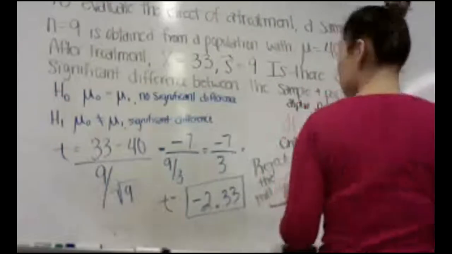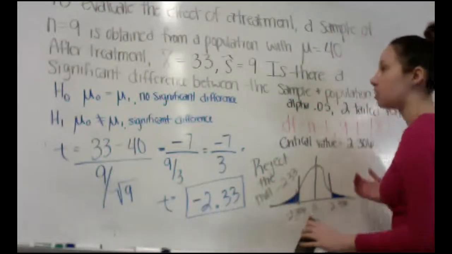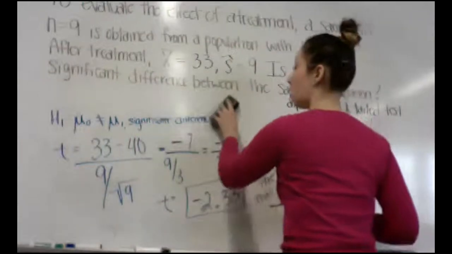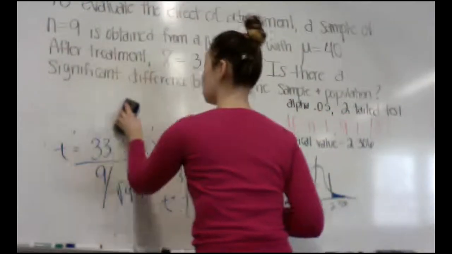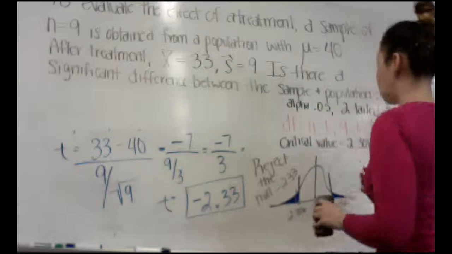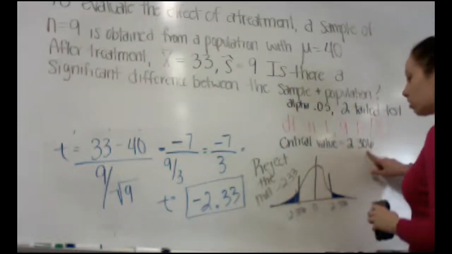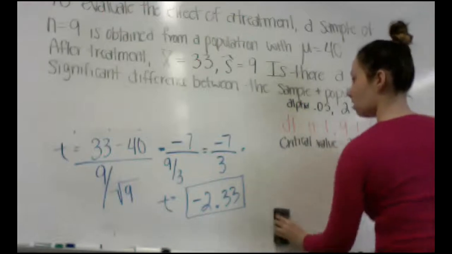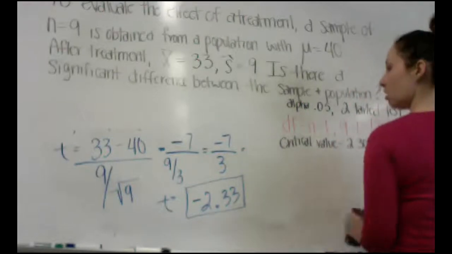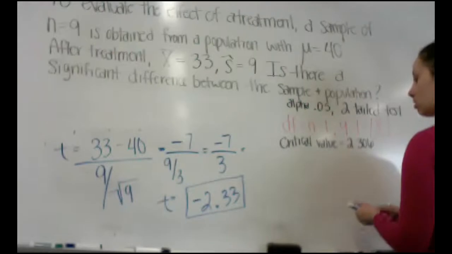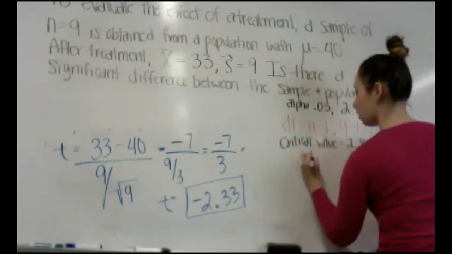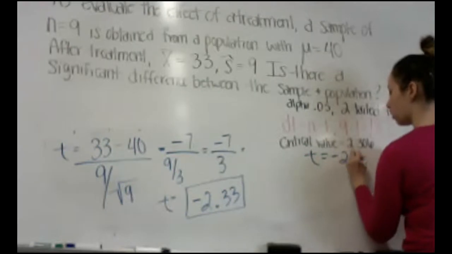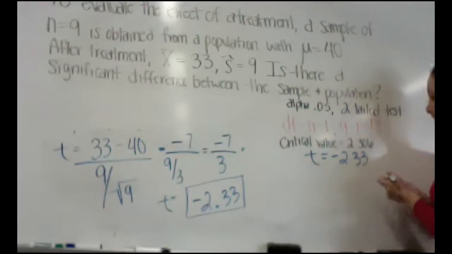So I'm going to erase some of this stuff here so that we've got room. I'm going to take away our hypotheses. I'm going to keep our critical value because we'll need that. I'm going to erase this. I'm going to write our t-value that we have from our previous step. We found that our t-value is negative 2.33, so I'll put that up here for reference because we will need that.